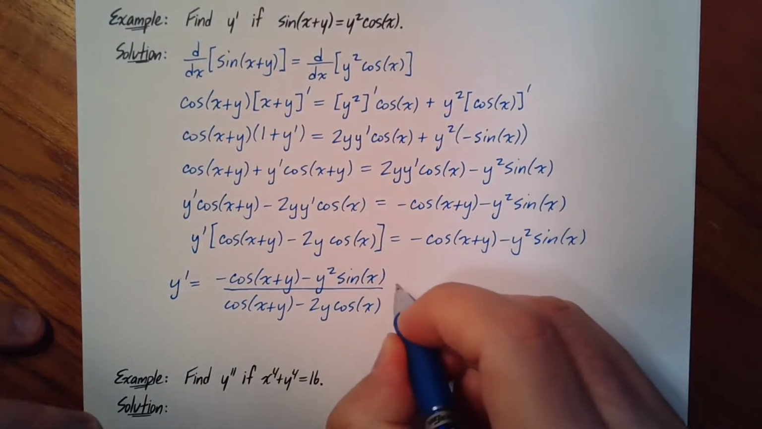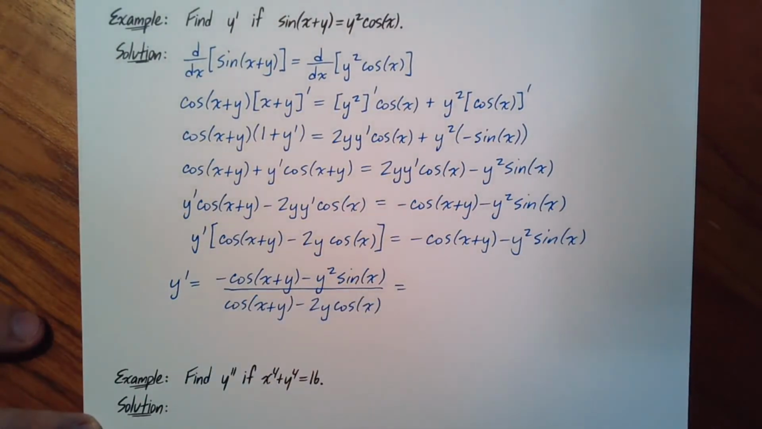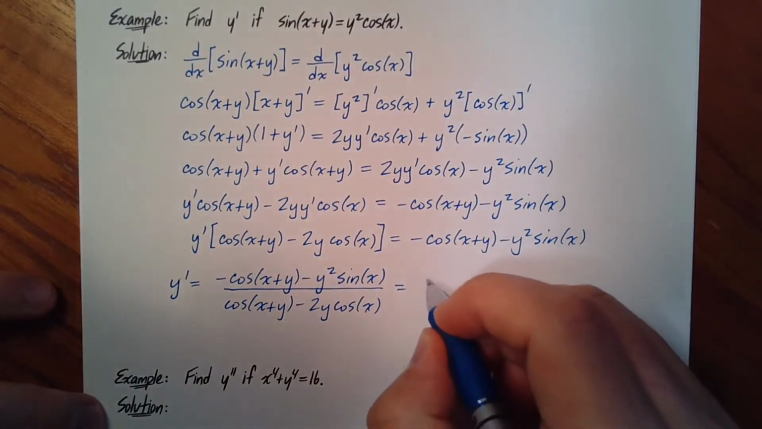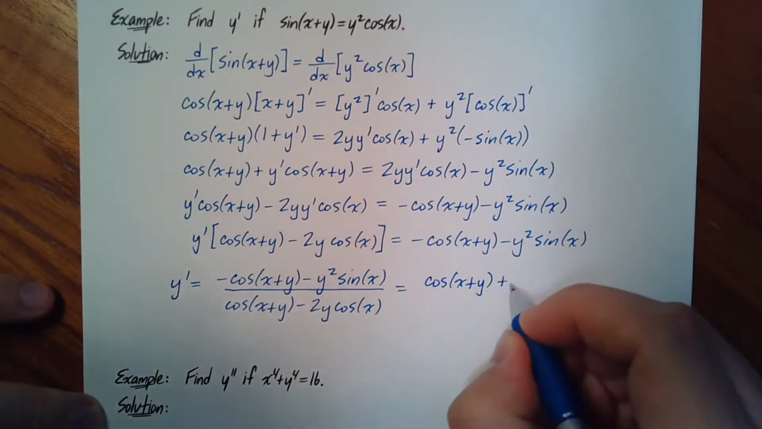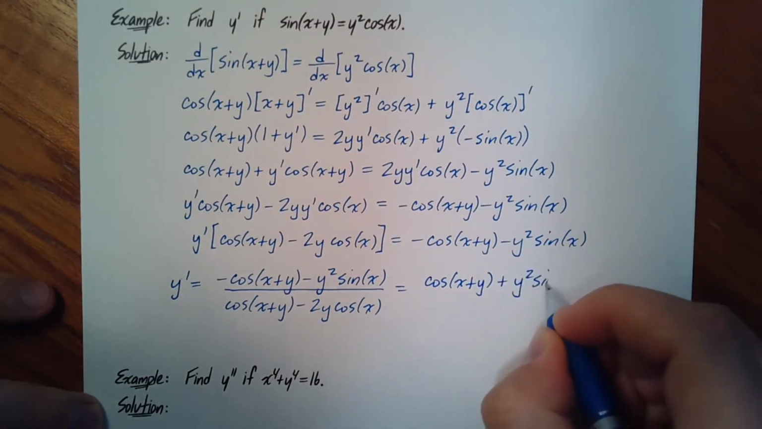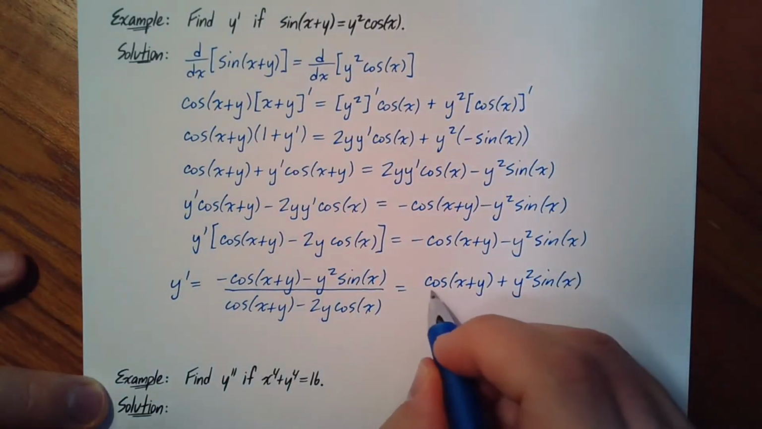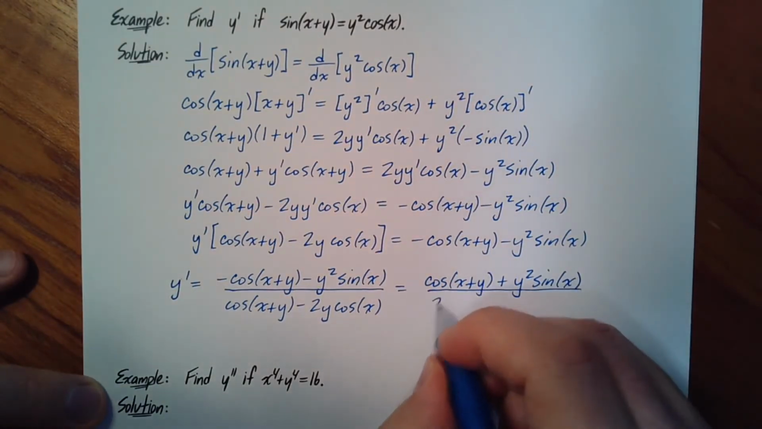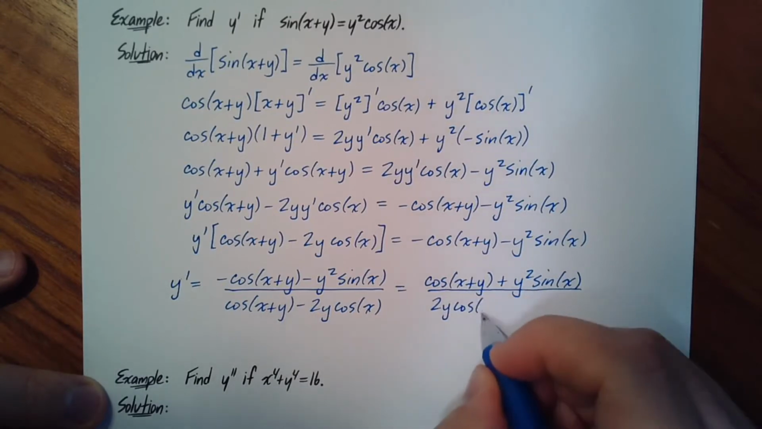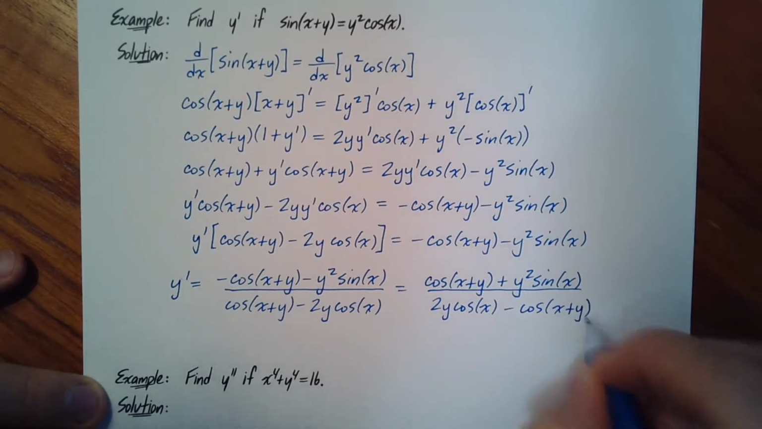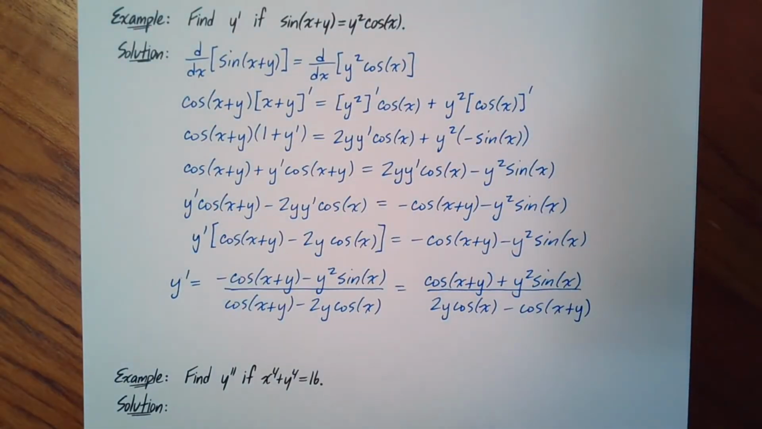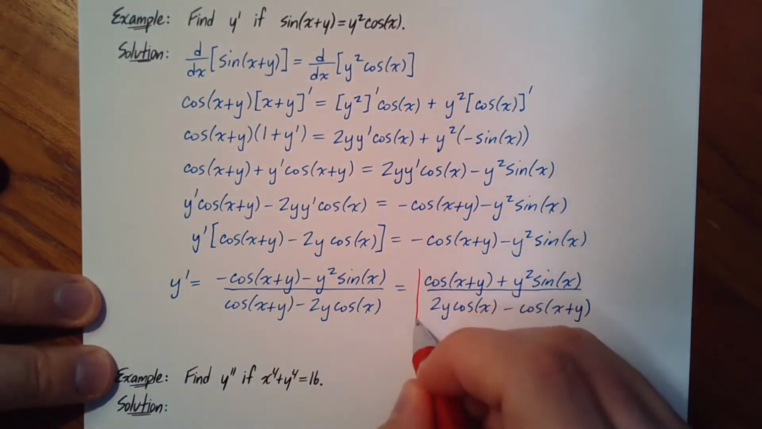And what I'd have if I did that is I'd have almost the same thing, but it would just look a little bit cleaner, have a few less symbols, and just be a little bit easier to read. So it's worth doing. I'm going to write this as cosine of x plus y plus y squared sine of x, all divided by 2y cos of x minus cos of x plus y. And that is as good as you can do. So that is your y prime.